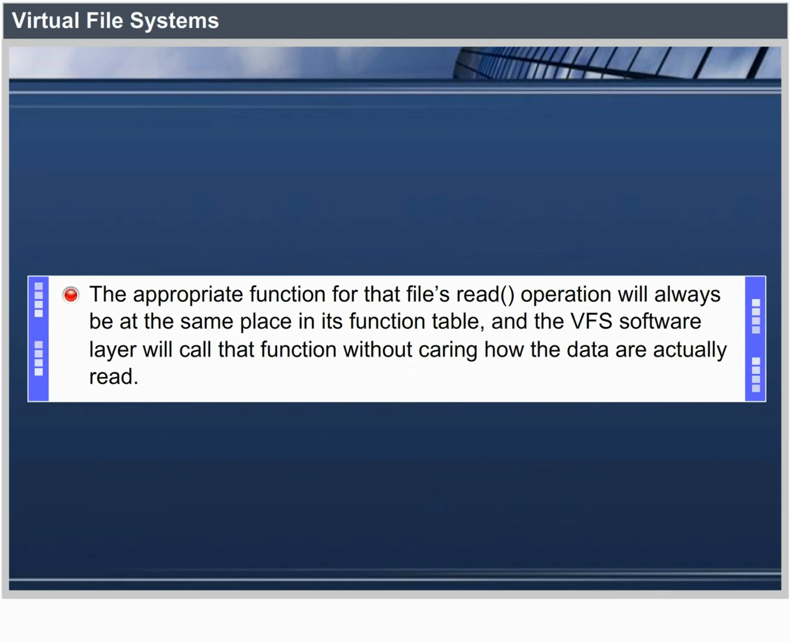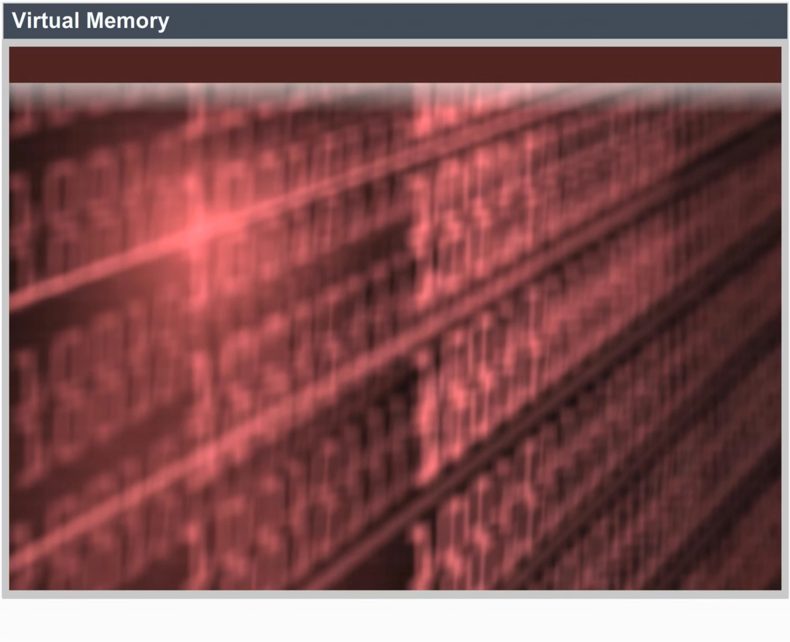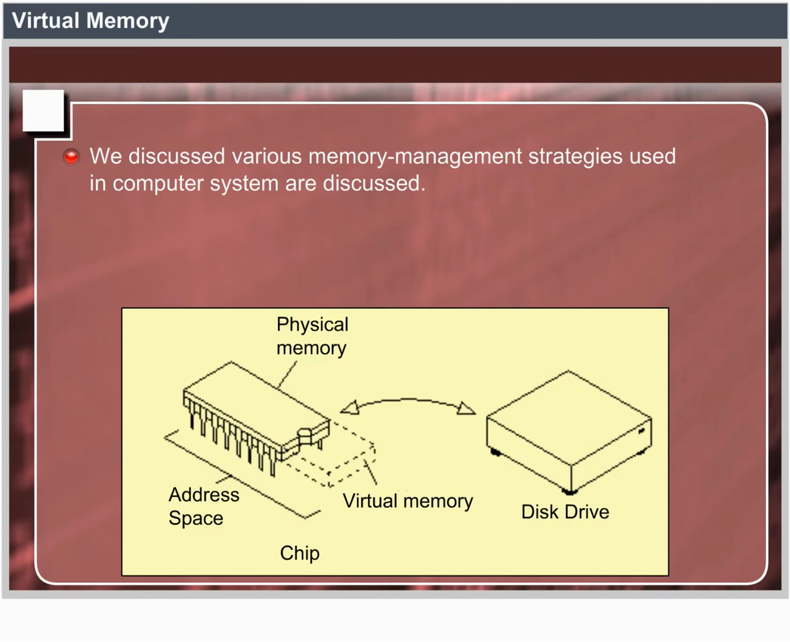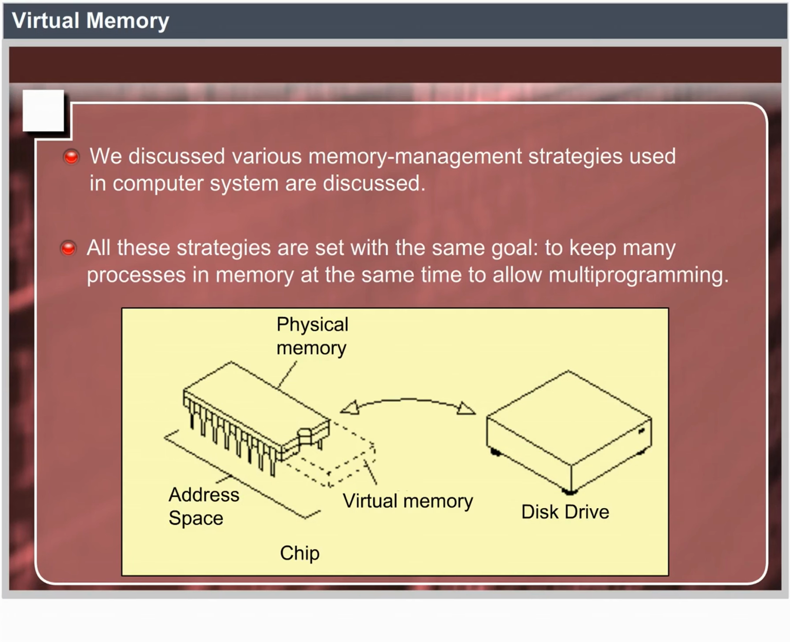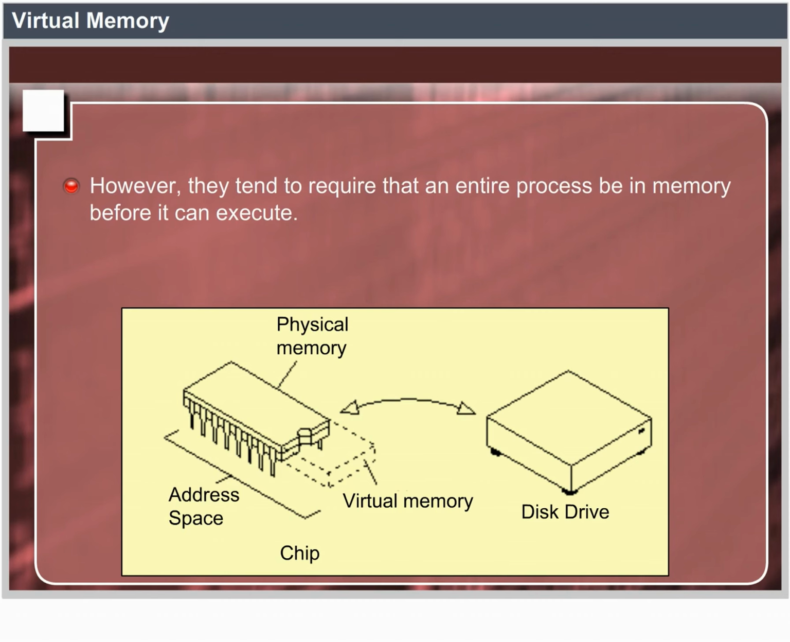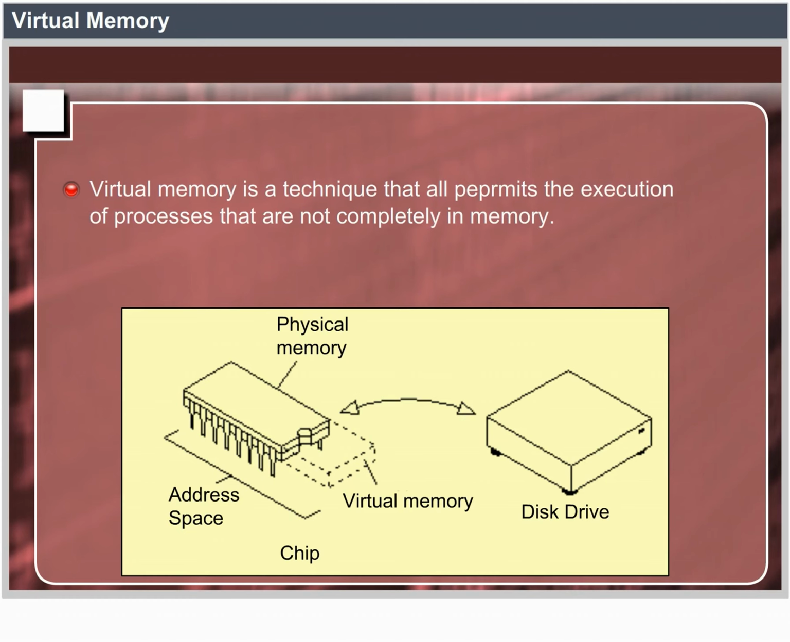Virtual memory. We discussed various memory management strategies used in computer systems. All these strategies have the same goal: to keep many processes in memory simultaneously to allow multiprogramming. However, they tend to require that an entire process be in memory before it can execute. Virtual memory is a technique that allows the execution of processes that are not completely in memory. One major advantage of this scheme is that programs can be larger than physical memory.